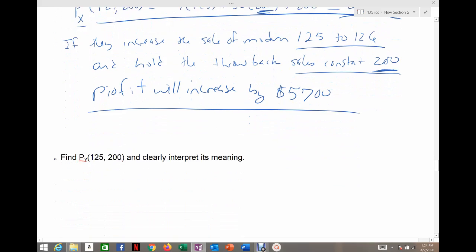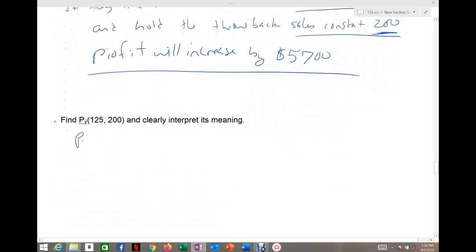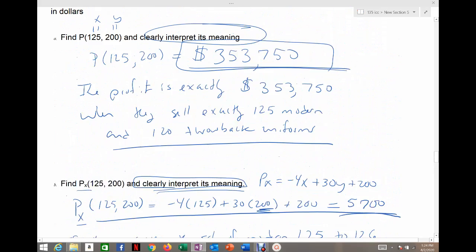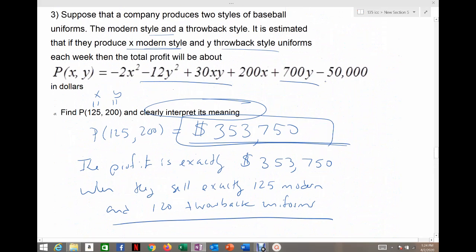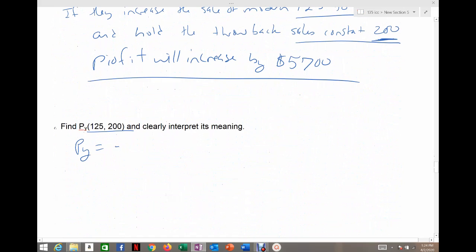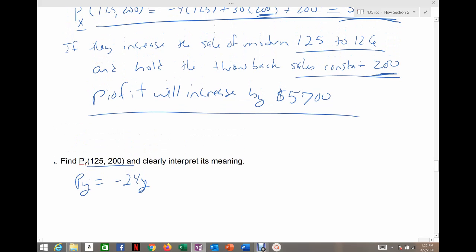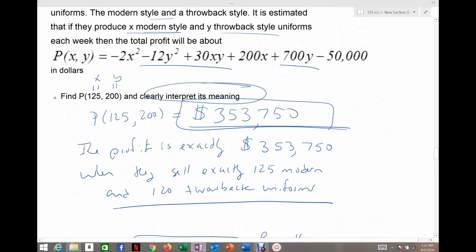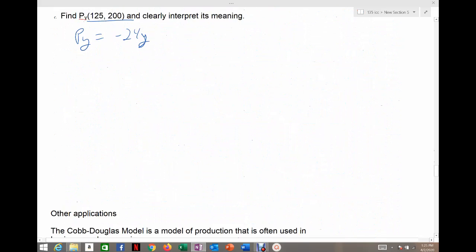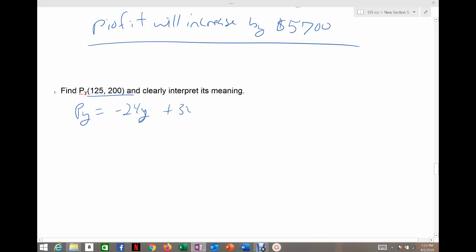All right, the last part of this: the derivative with respect to y at my current level. So I go back up here and find my derivative with respect to y. Those are my y parts. So the derivative with respect to y is going to come out negative 24y, plus 30x, plus 700. I'm going to write my y a little nicer.